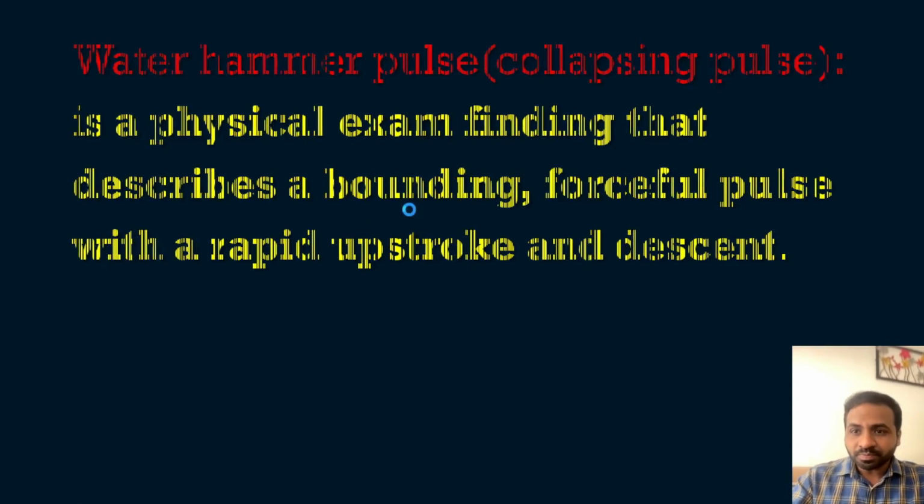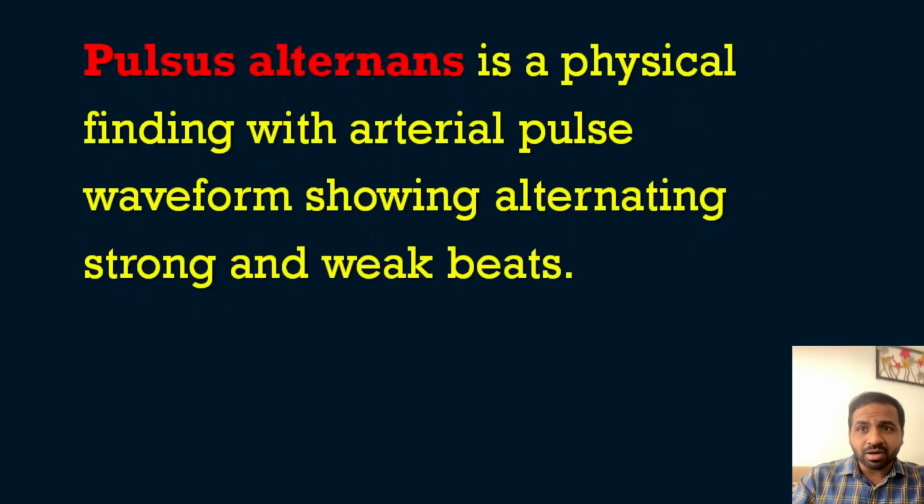Now we will see the other pulse given in the options, pulsus alternans. Bigeminal pulse and pulsus alternans are always a confusing thing. Pulsus alternans is a physical finding with an arterial pulse waveform showing alternating strong and weak pulses. There will be a strong pulse, and then a weak pulse. Alternately strong and weak beats will be visible in the arterial pulse waveform. That is pulsus alternans.